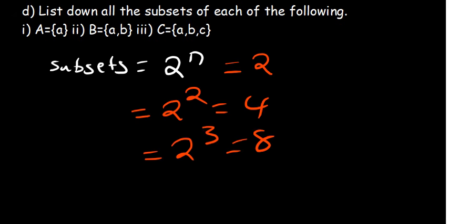Okay, so now let's see how we get to list them. Just for the sake of understanding, in the case where they ask you for proper subsets, the formula is 2 to the power n minus 1. This is the formula for what? For a proper subset. Because a proper subset is a case where all the elements of a given set are part of another set.